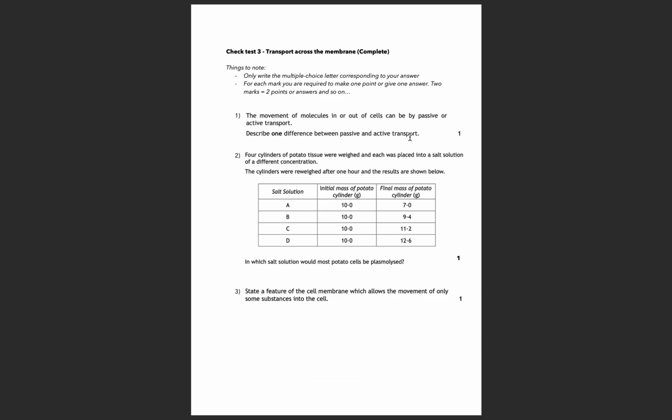To check test 3, transport across the membrane. Now this is the complete version now that we have investigated more about osmosis and introduced you to what active transport is. So question 1, the movement of molecules in or out of the cell can be by passive or active transport. Describe one difference between passive and active transport.